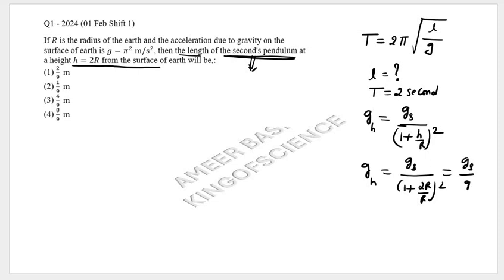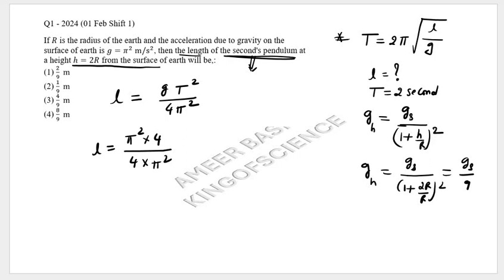From the relation time period T equals 2 pi times the square root of L by g, what can I write for the length? The length will be L equals g T squared upon 4 pi squared. So length is equal to g value, time period is 2 seconds, that is 2 squared is 4, divided by 4 into pi squared.